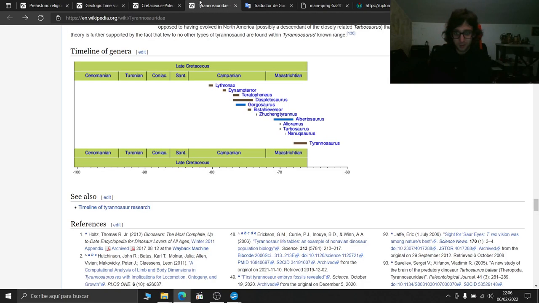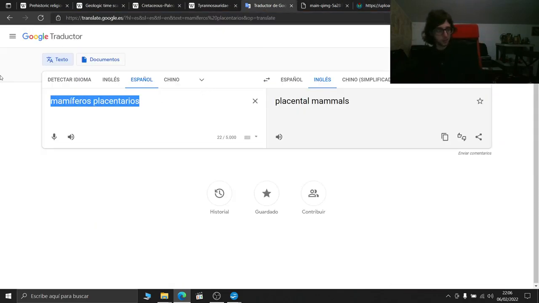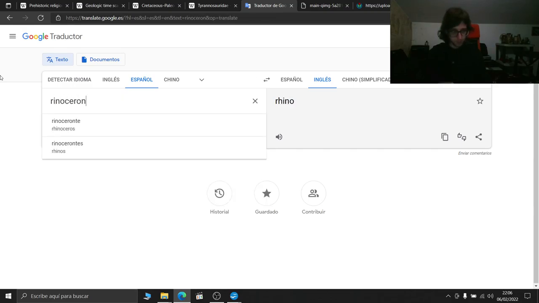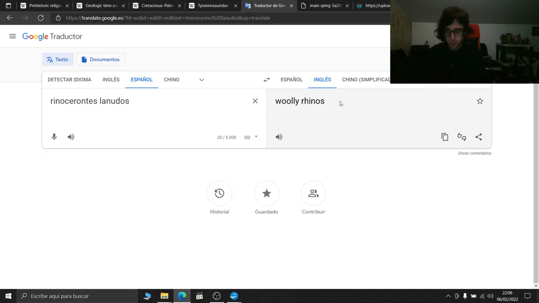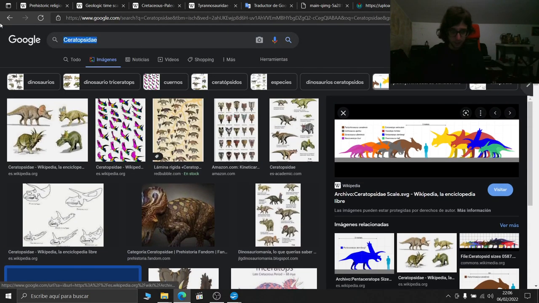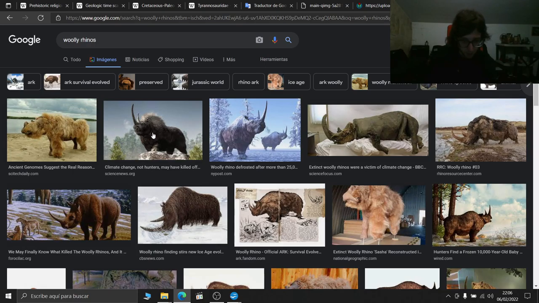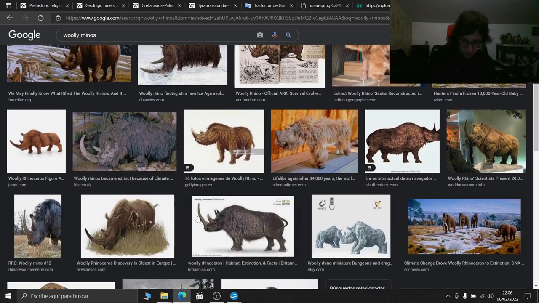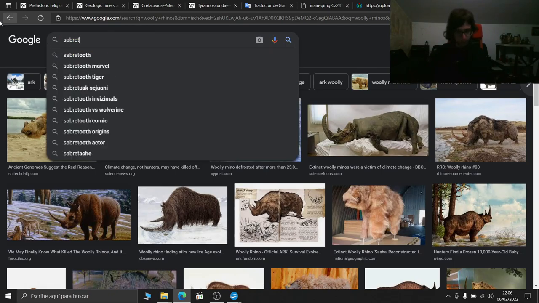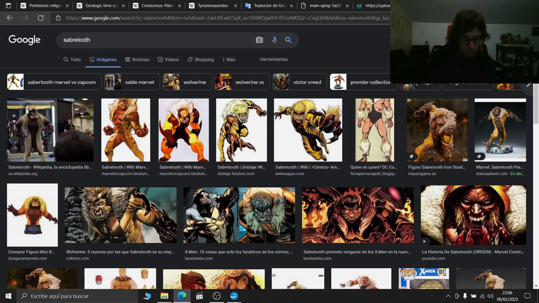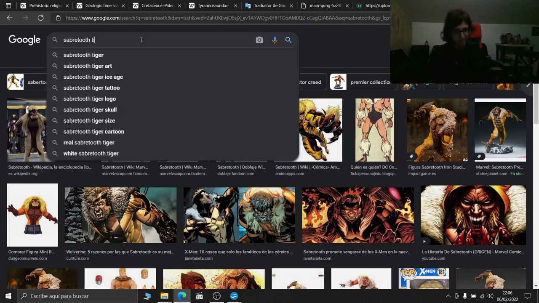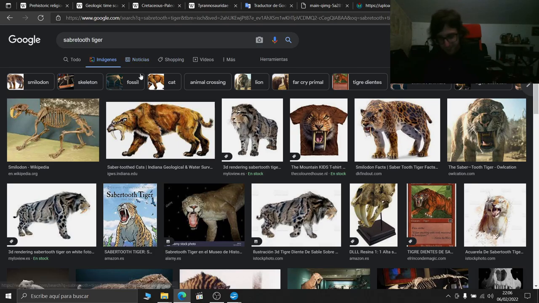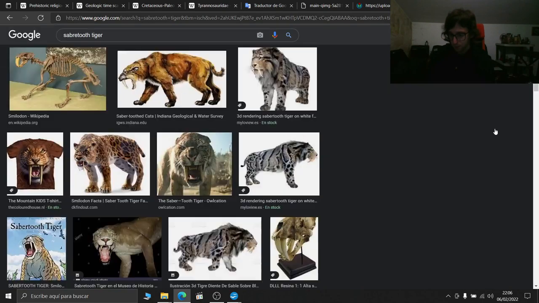I could mention some animals of this megafauna, let me see. I'm not sure if it is translating to that, but I'm going to try. Like this one, the woolly rhinos. Extinct woolly rhinos were a victim of climate change. Of course, the saber-tooth. Not this saber-tooth. This saber-tooth. The saber-tooth tiger.